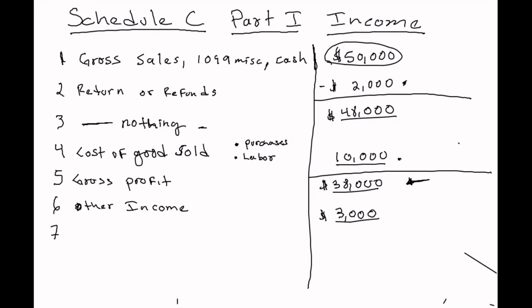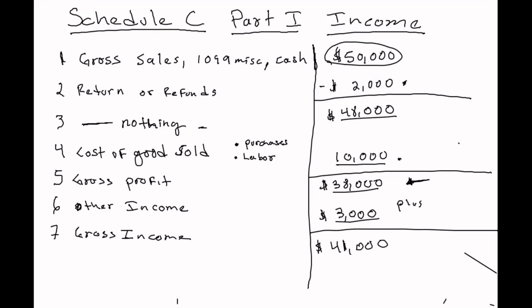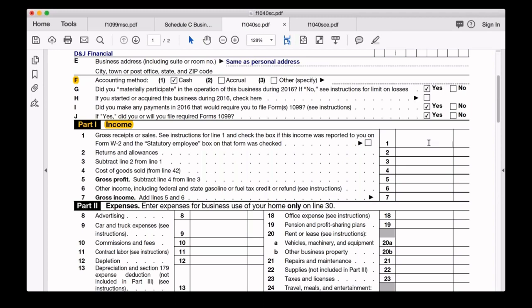Okay. So of course, this plus this. So now instead of a minus, it's a plus, right? So we're looking at gross income. The IRS is now asking me for gross income of whatever this amount is here, which happens to be $41,000, right? So we said that I have $50,000, and my refunds were $2,000. Here, let me fix that.